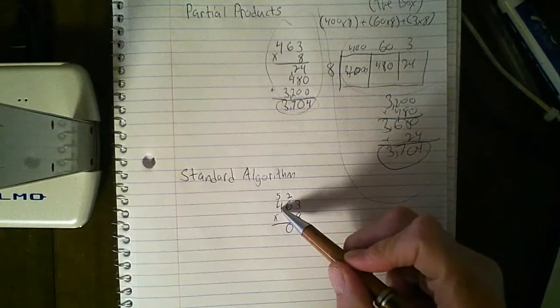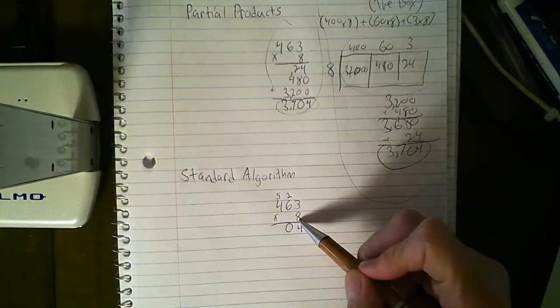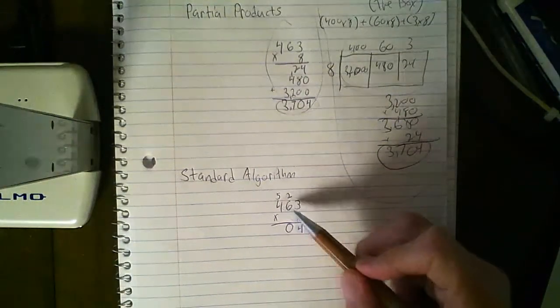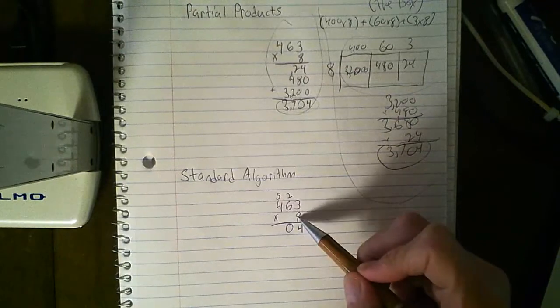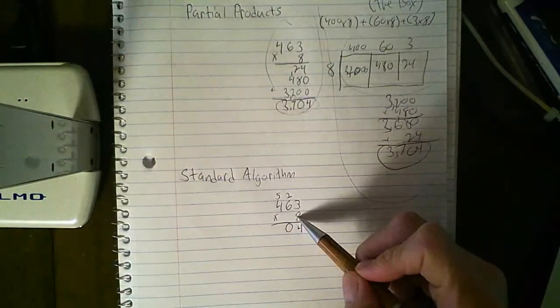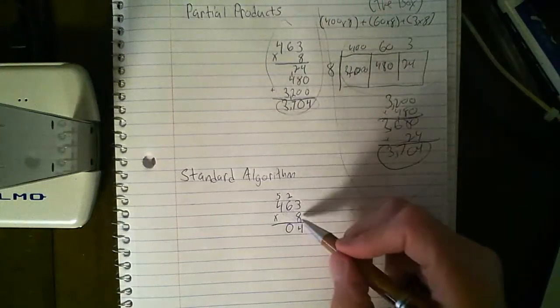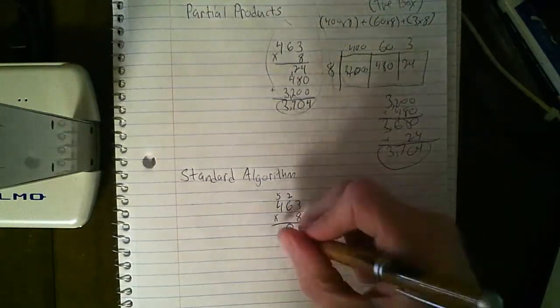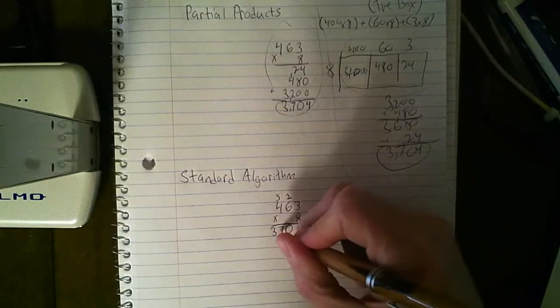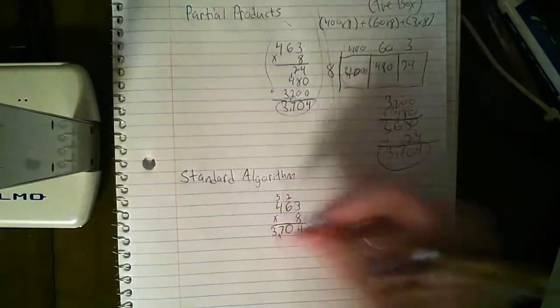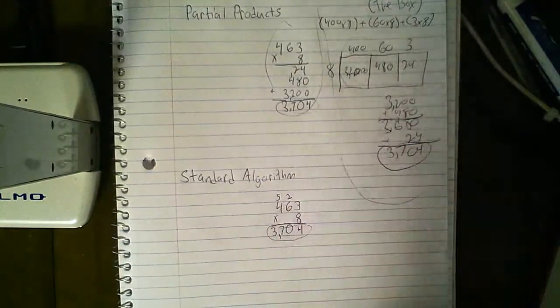And then over here, remember this is 400 times 8, but we can treat it just like 4 times 8. So 4 times 8 is 32. And then we have to add on the regrouped amount. So 4 times 8 is 32 plus 5 more. That equals 37. So again, we get 3,704.